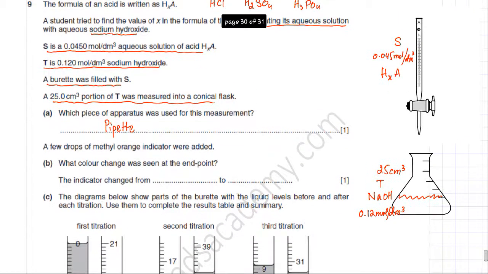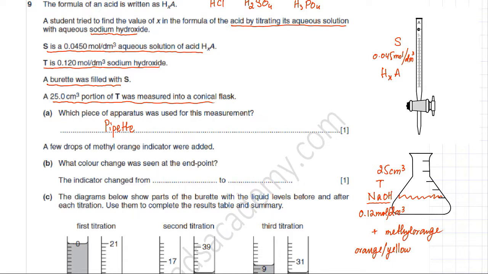After this, a few drops of methyl orange indicator were added. So you're adding methyl orange over here. Just a few drops of methyl orange indicator were added, and he's asking what color change was seen at the end point. Now remember that initially this flask contains NaOH. Since it contains NaOH, which is an alkali, methyl orange is orange yellow in an alkali. So initially the color would be orange yellow because there is an alkali in it.